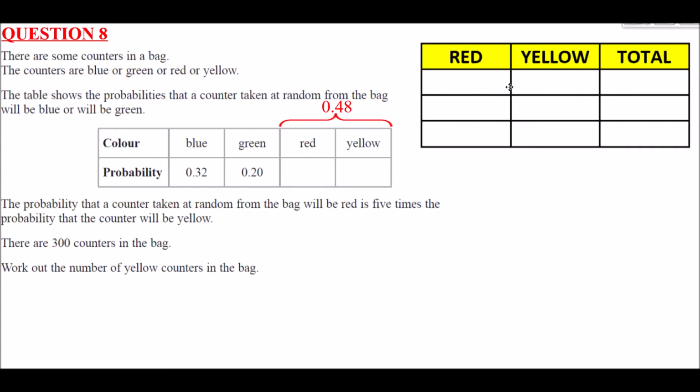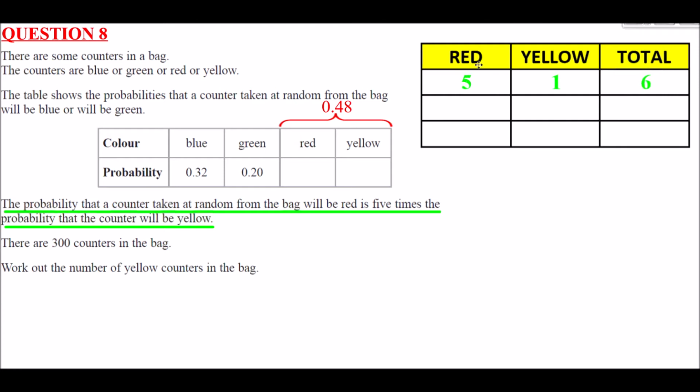So in terms of how to do this, we need to read this next line here. The probability that a counter taken at random from the bag will be red is 5 times the probability that the counter will be yellow. That can only be the case if the number of red counters is 5 times the number of yellow. In other words, the ratio of red to yellow must be 5 to 1.